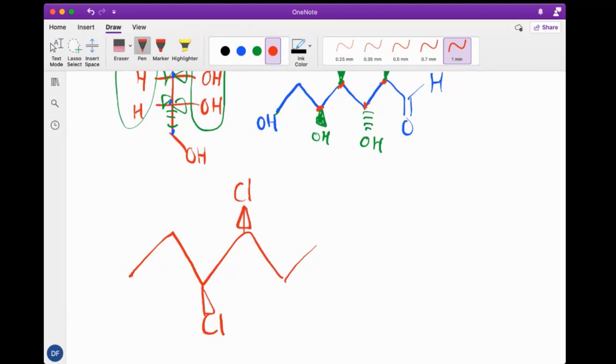One is both wedges, both dashes, or one is a wedge and one is a dash, like this, or it can be the other way around, to where this is a dash and that's a wedge. So in total we should have 4 stereoisomers.